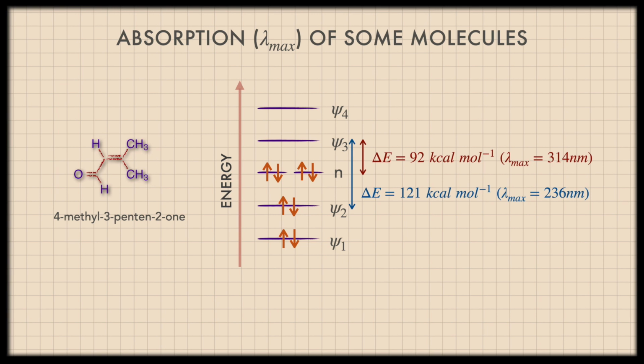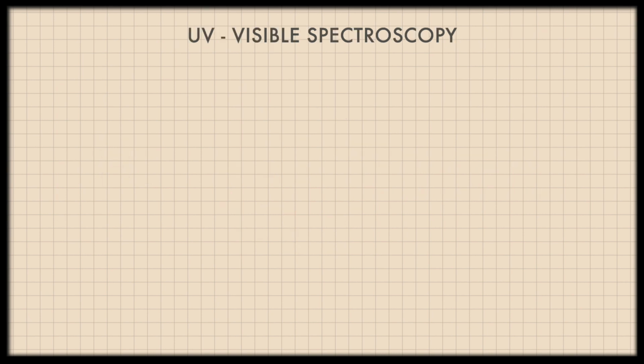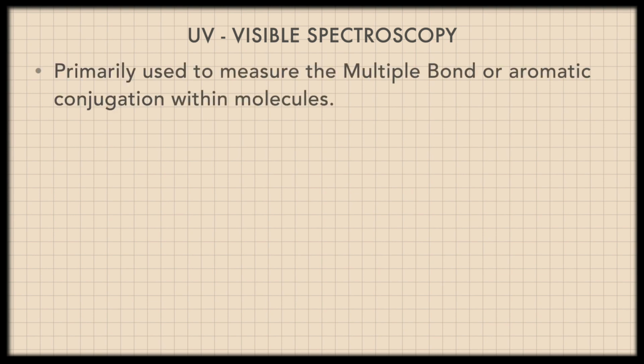So with these two different types of examples, I hope you are clear about the molecular orbital theory. Now let's have a look at UV visible spectroscopy, and how all those things are related to it. This technique is primarily used to measure multiple bonds or aromatic conjugation within a molecule.